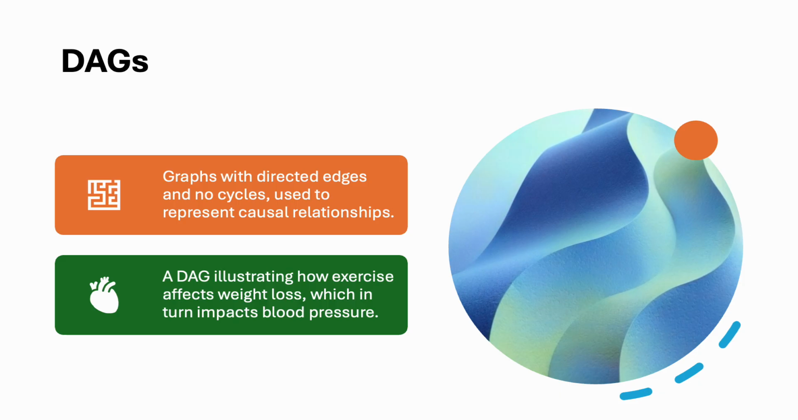DAGs are powerful because they help us visualize how one change can lead to another. If we want to lower blood pressure, the DAG shows that increasing exercise might be an effective strategy. By mapping out these relationships, scientists and policymakers can focus on the most important factors and avoid wasting time on things that don't directly influence the outcome.